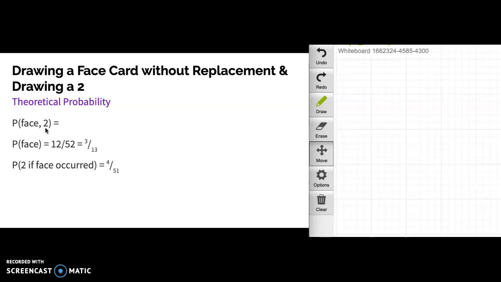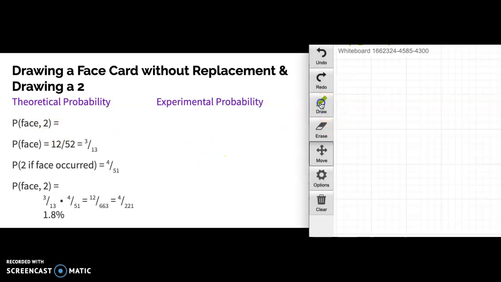Okay, so we multiply that. Definitely feel free to use a calculator. 3 times 4 is 12, 13 times 51, 663. That simplifies to 4 over 221. Use a calculator to change that to a percent, and it's 1.8%, very low on the probability scale, very unlikely. Okay, now we're going to try that out with our experimental probability.